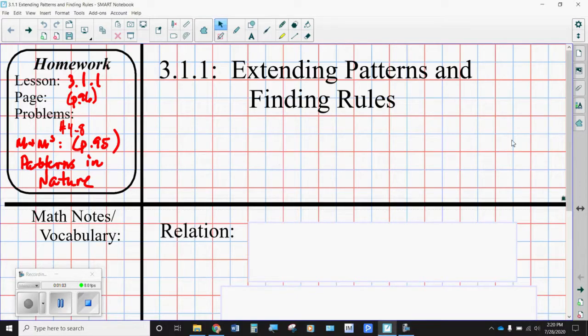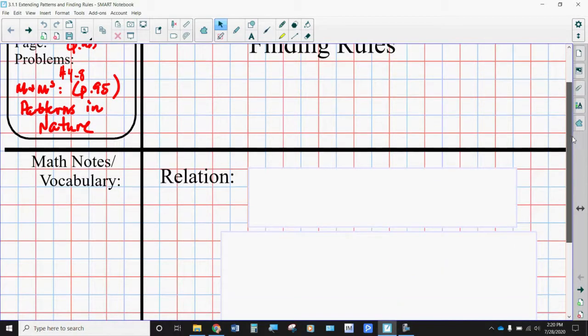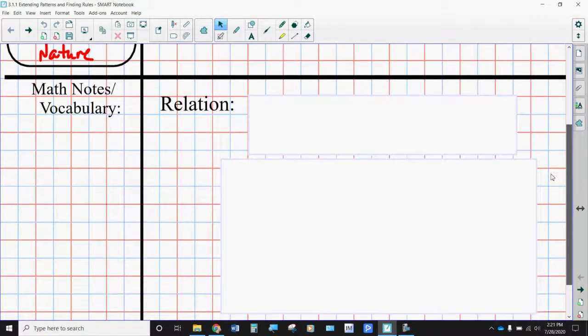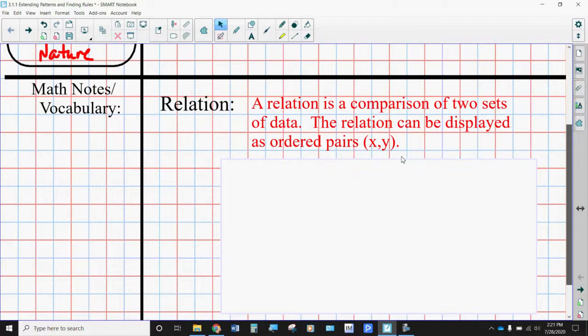So a couple of terms for us to look at to begin with is the term relation. When we're talking about a relation, we're talking about a comparison of two sets of data. And the relation can be displayed as ordered pairs. So you might have two sets of data. You might have like time of day and temperature, like the number of hours, afternoon, and the temperature on a daily basis.